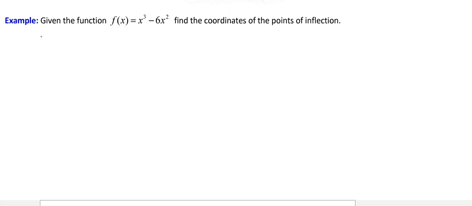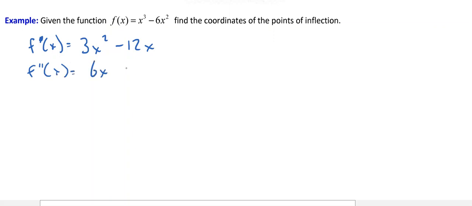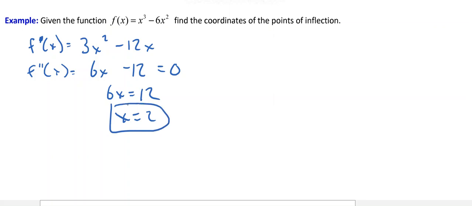So first thing we need to do is find the first derivative. And so the first derivative here will be 3x squared minus 12x. And that's the first derivative. The second derivative then will be 6x minus 12. Now we set that equal to 0 to get 6x equals 12, or x equals 2. So this is my point of inflection. This is the x value of the point of inflection.